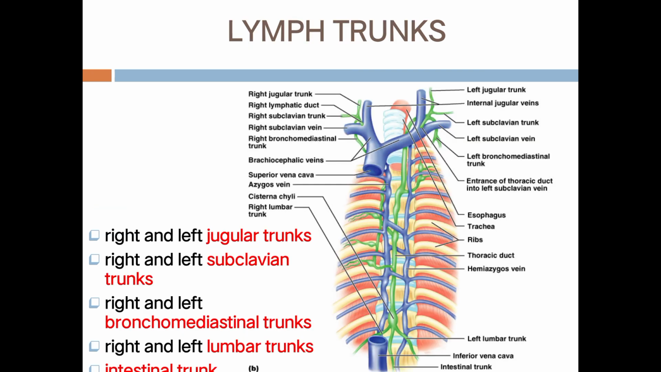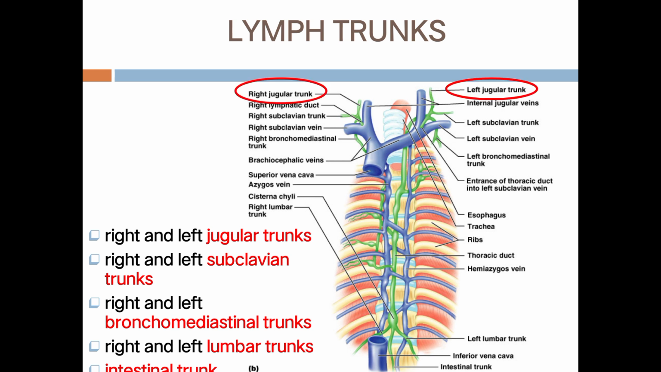So, lymph trunks: right and left jugular trunks, right and left subclavian trunks, then right and left bronchomediastinal trunks, then right and left lumbar trunks and the intestinal trunk. So this is the example of lymph trunks.